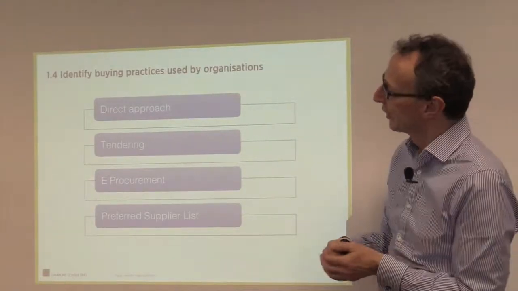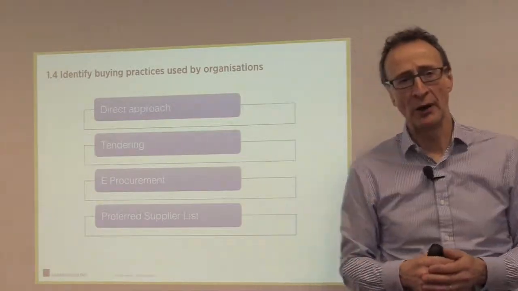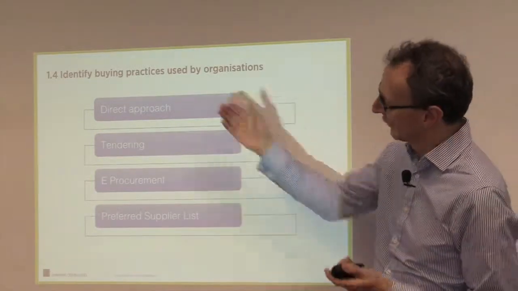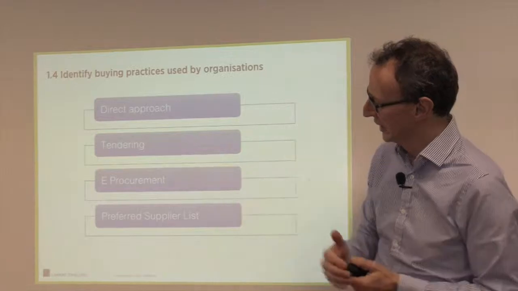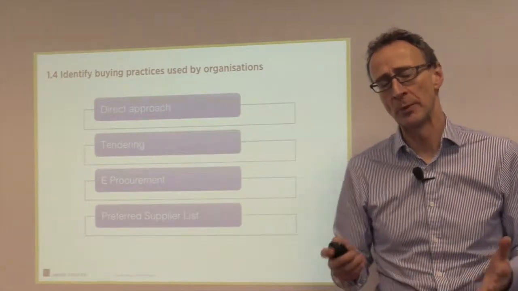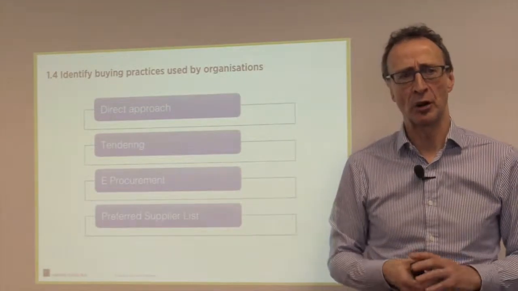1.4, identifying buying practices that are used by organisations. And there are really 4 areas that we want to discuss here. 1 is the direct approach, 2, tendering, 3, e-procurement, and 4, the preferred suppliers list, which we've covered a little bit on this module already. So there are a number of approaches that can obviously be made.